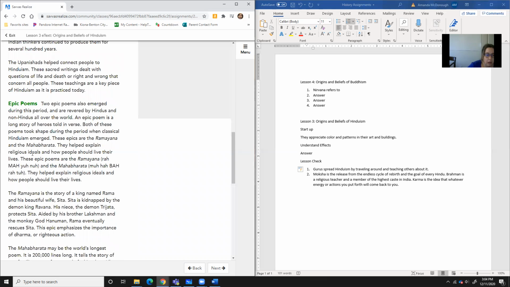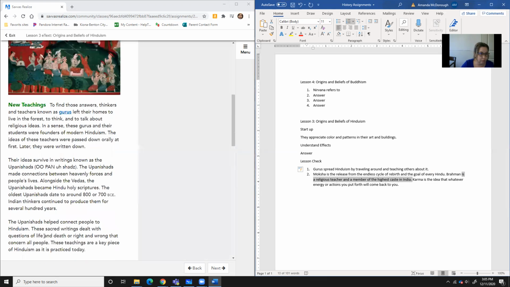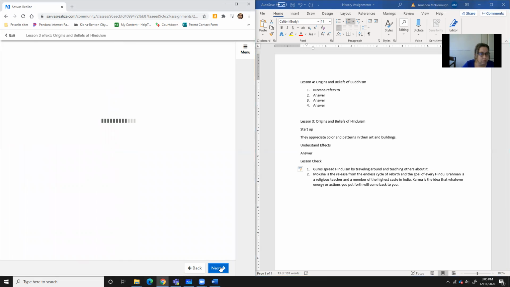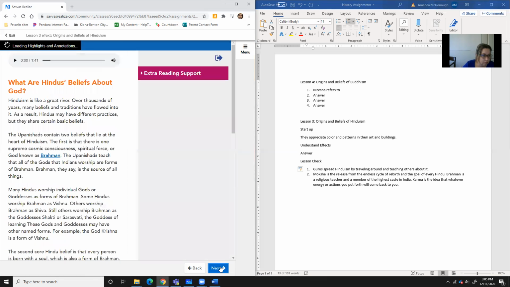These are, like I said, a lot like Greek mythology. It's explaining religious ideas and telling people how they should live their lives. So it's those kind of morality tales. So if we go back to Brahma, a Brahmin, that's pretty much the supreme cosmic force.